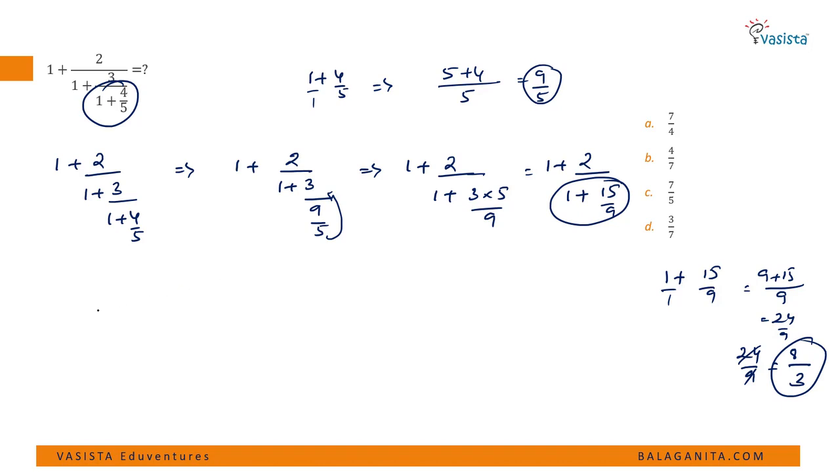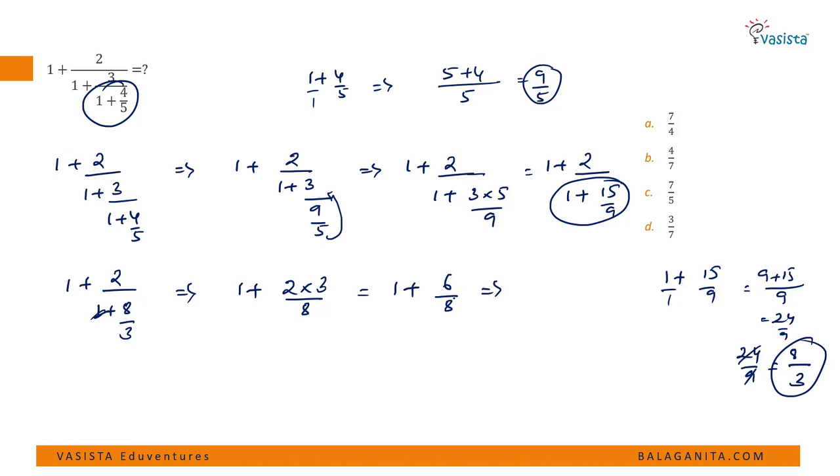Now I will substitute here. So that is going to be 1 plus 2 divided by 1 plus 3 divided by 8 by 3. So this is simplified now. Now I'll reorganize 2 into 3 by 8. So 1 plus 3 2s are 6 by 8.